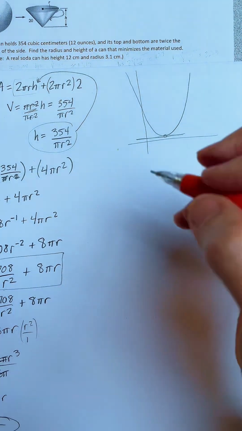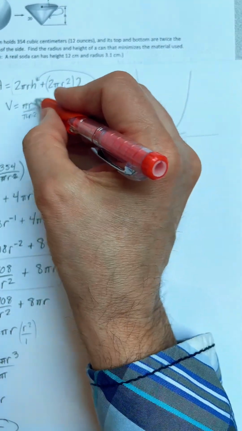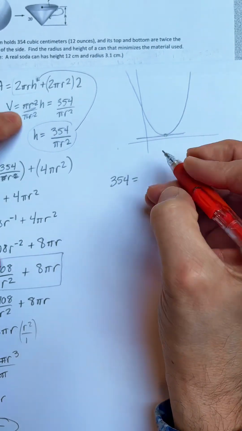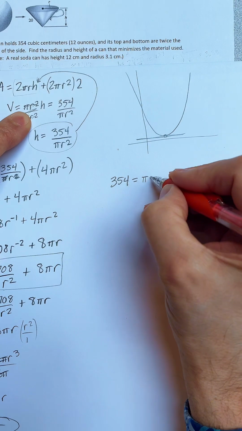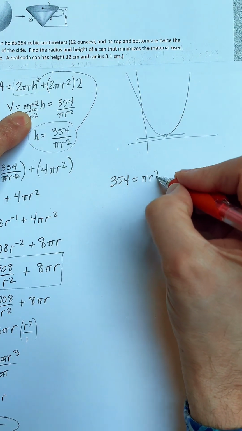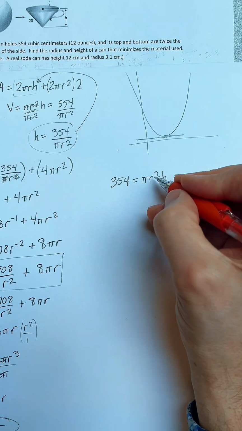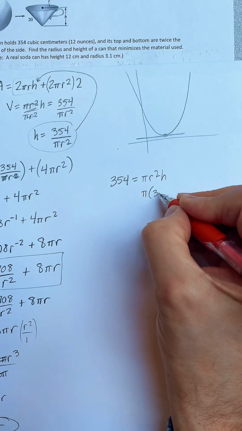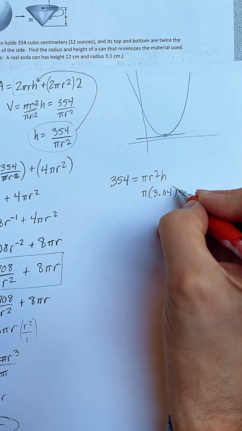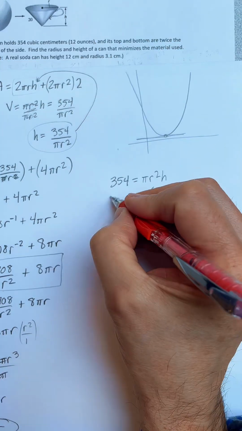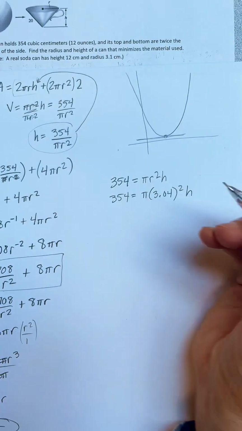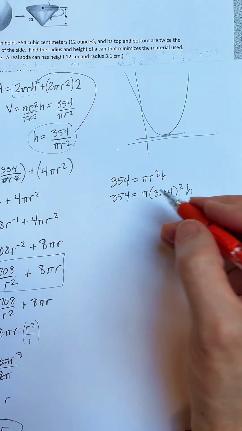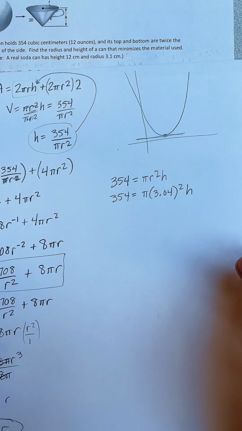to solve for h. So I'm going to borrow this original 354. 354 equals, and it used to say pi r squared h. So I'm going to plug in 3.04 for r, and we'll have pi 3.04 squared h. 354 equals that. If you do 3.04 squared and multiply it times pi, what do we end up with for that?